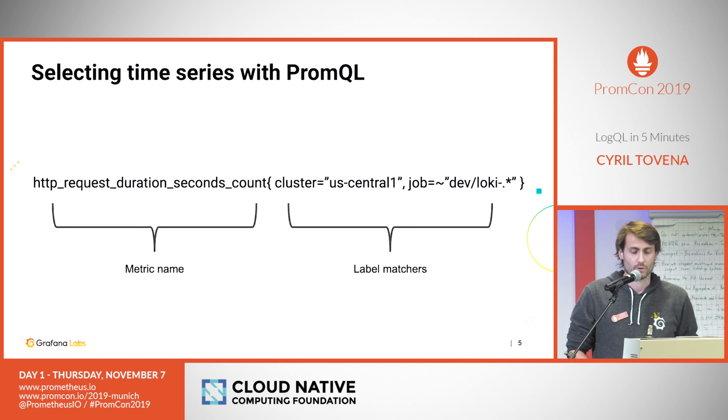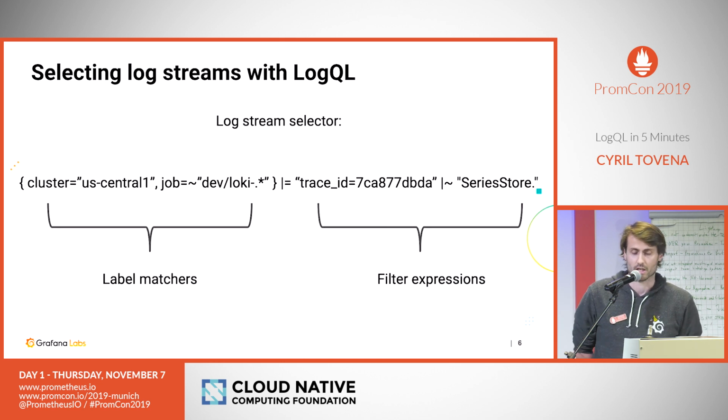In PromQL, when you want to select data, you have a metric name and label matches that define your workload: cluster, job, instances. You know about this. In LogQL, it's pretty much the same, except that we don't have a metric name because there's no metric. So we still have label matches. And if you use the same set of labels with your metrics, you can switch between logs and metrics.